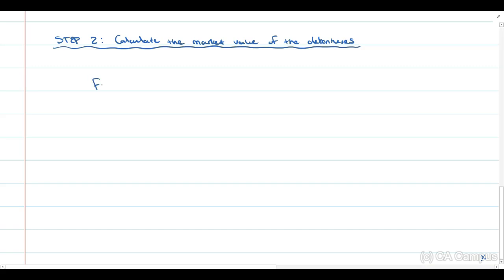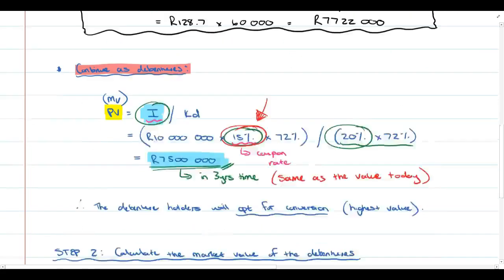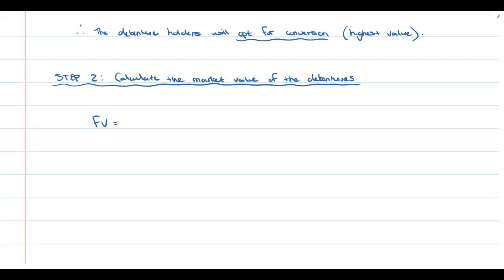So we start with our future value. And the future value is the value in 3 years' time that we calculated in step 1 above. We know that the holders are going to select conversion into ordinary shares, meaning our future value is going to be 7,722,000 Rand. That is our future value in 3 years' time, and we said the holders would select conversion as that has a higher value. So that is my future value.